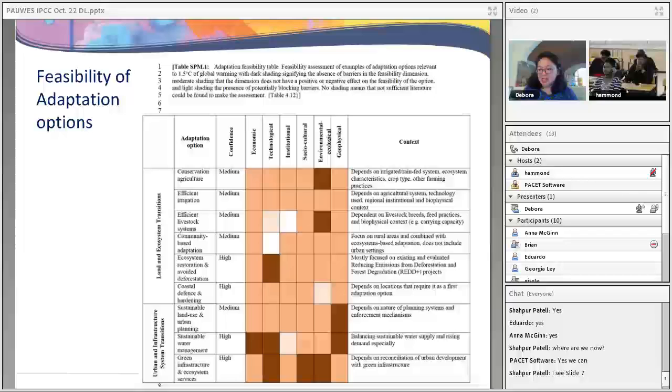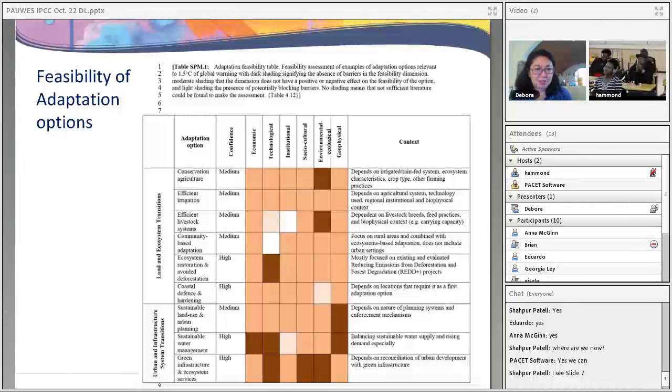And we did the same here for the different adaptation options, in which, just as a few examples, for land and ecosystem transitions in urban and infrastructure, we see, for example, that green infrastructure and ecosystem services has high feasibility in 3 of the dimensions, while, for example, efficient irrigation has medium feasibility across all the dimensions. The context column shows what were the contexts that were in the literature assessed for each option.